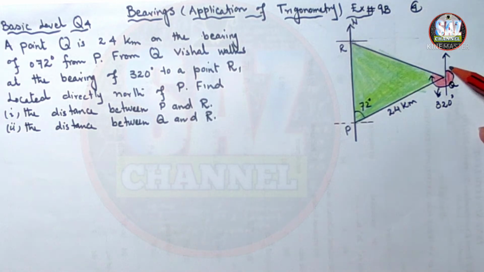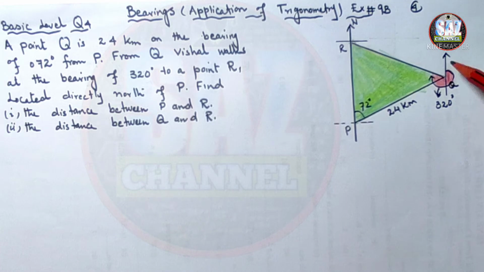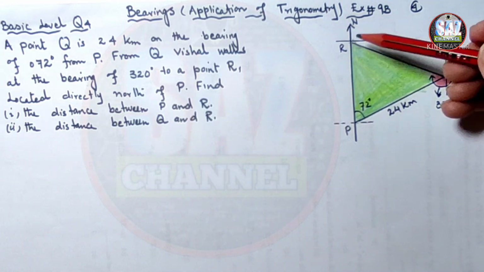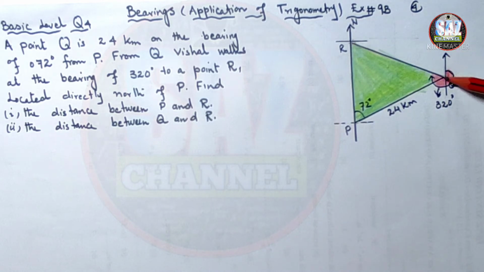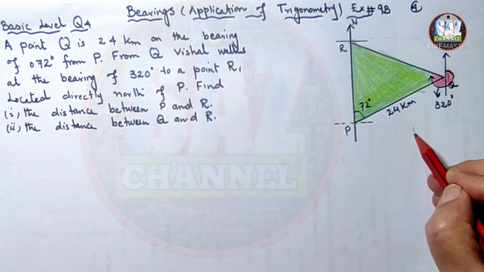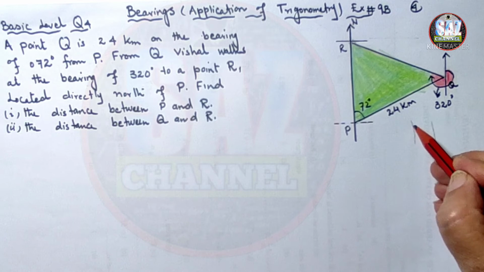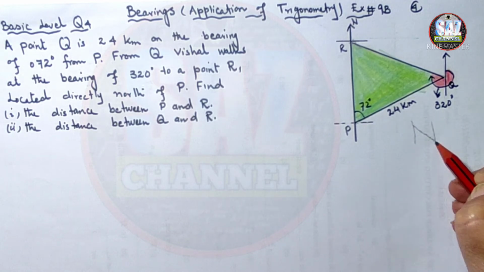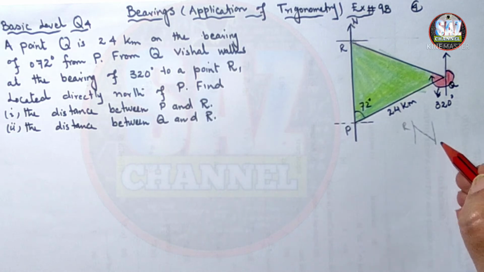Okay, now look, the bearing of Q is 320 degrees. And now if we look at the north at P or R, or north at Q, they are parallel to each other. These two norths are parallel to each other, and now look that this R to Q line is a transversal over here.